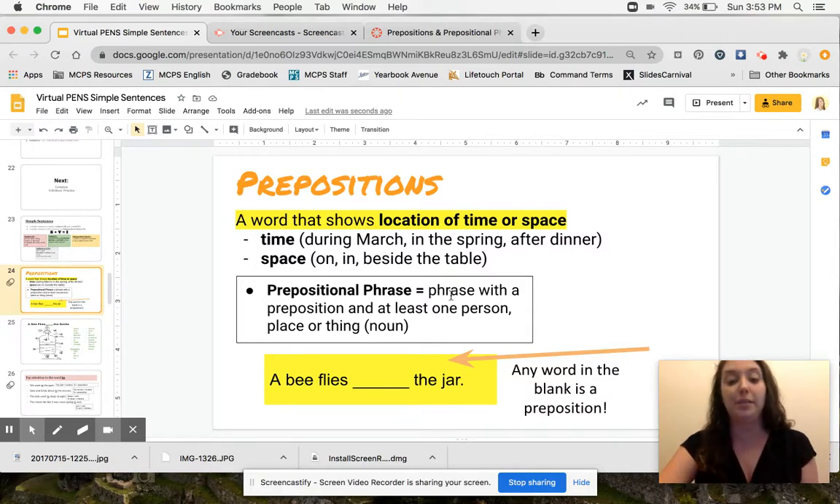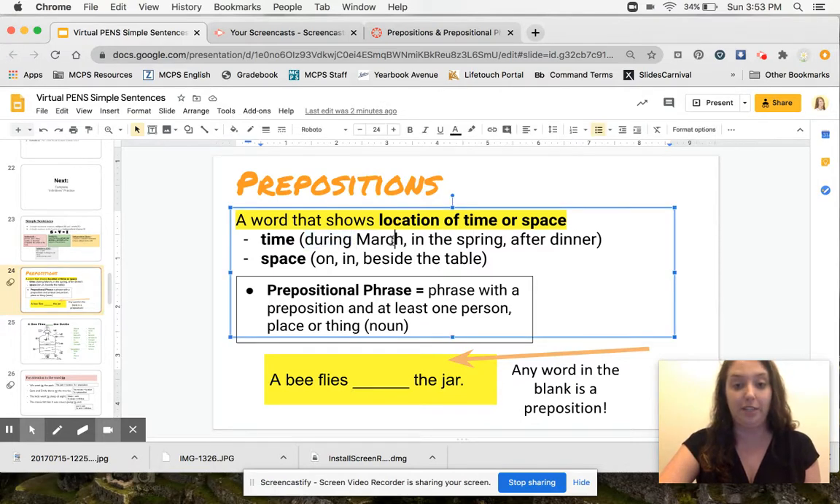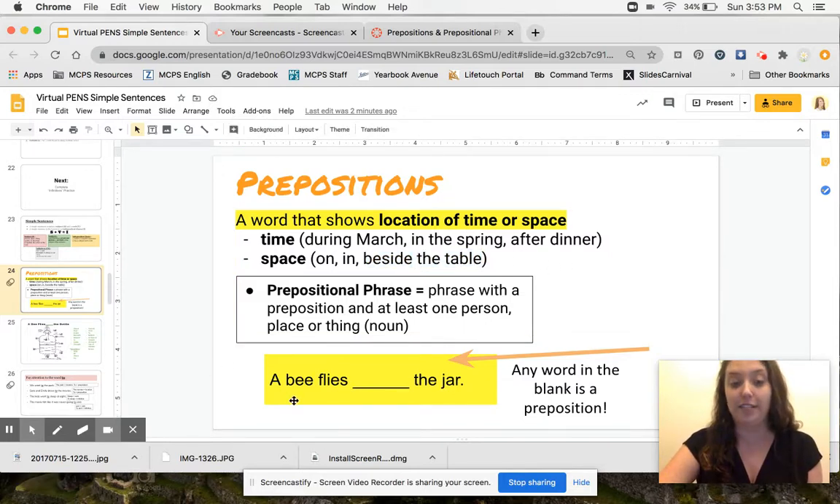Okay. The prepositional phrase is the whole phrase. So in these examples, during is the preposition and during March is the whole prepositional phrase. Again, beside is the preposition and beside the table is the whole prepositional phrase. Okay. I'd like to remember the sentence, a bee flies blank the jar. Any word that goes inside the blank is a preposition, usually saying location in space.